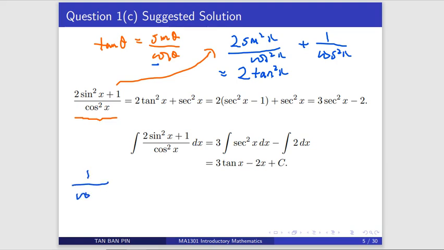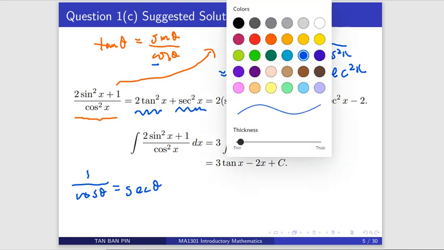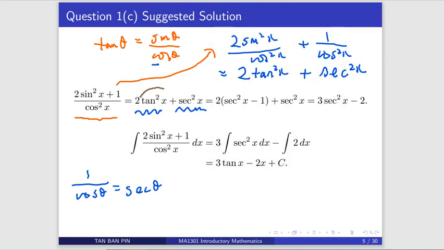1 over cosine theta is secant theta. So this will give you 1 over cosine square will give you secant square x. So that's why it becomes 2 tangent square x plus secant square x. And like the previous question, I mentioned that tangent square cannot be integrated, but tangent square can be changed to secant square x minus 1. You have the identity tangent square theta is secant square theta minus 1.